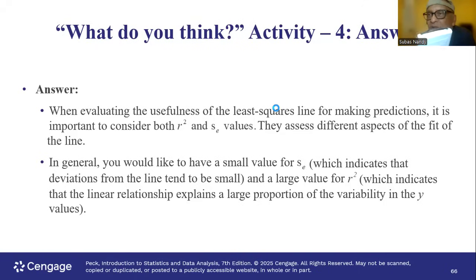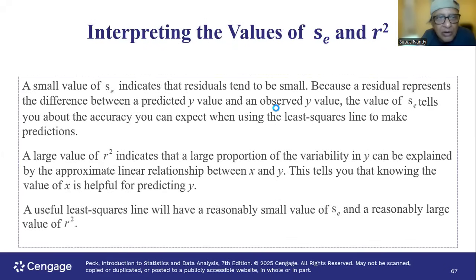X list is L1, Y list is L2, and you go down to calculate and hit enter. And you see an S value of 5.72. It is called standard error. It means this is an average deviation of an actual point from the fitted line. And this SE value we got is 5.71. They're saying it is small.